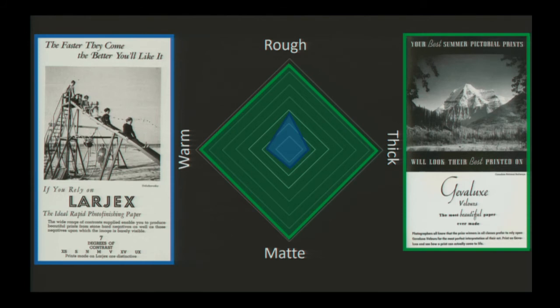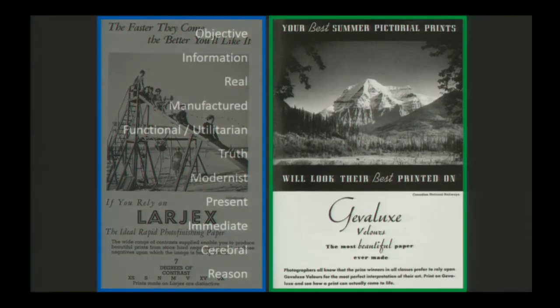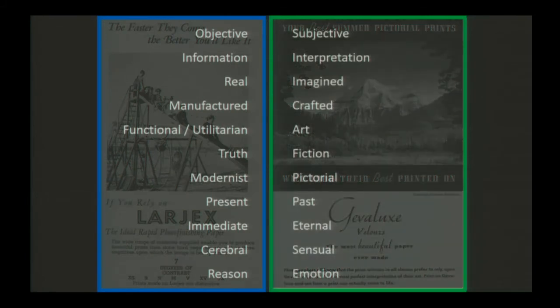So again, now that you're sort of literate in these materials, you can start putting some words against this and start bringing out meaning. And so over here, you're talking about information. It's real. It's utilitarian. It's truth. And over here, it's interpretive. It's subjective. It's imagined. It's crafted. It's all about art. It's about the past.